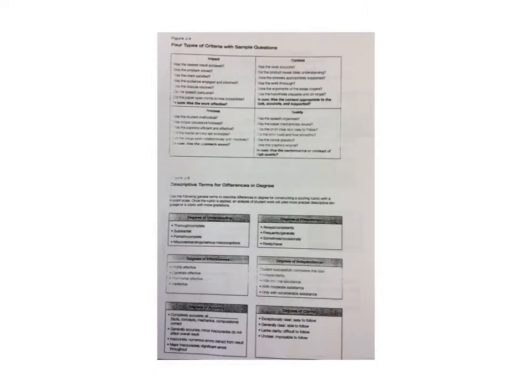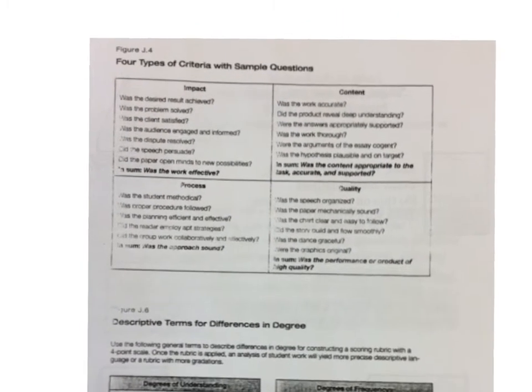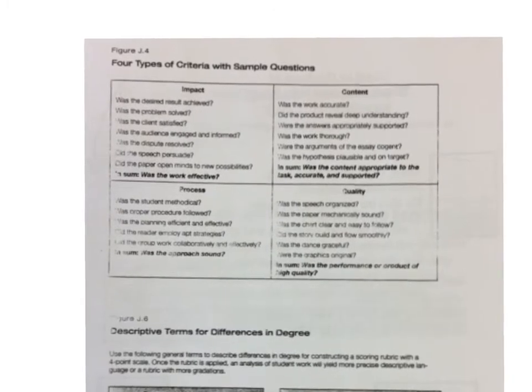If you or your PLC struggles at any point when you're trying to come up with those traits, or which criteria you are going to use, one of the things you can do is take a look at this document. This will help you through quite a bit. Sorry, it's a little bit blurry. This is figure J4, the 4 types of criteria with sample questions. So if you're really struggling with that list of words, I would consult these questions here. They could help guide your discussion or guide your thinking.